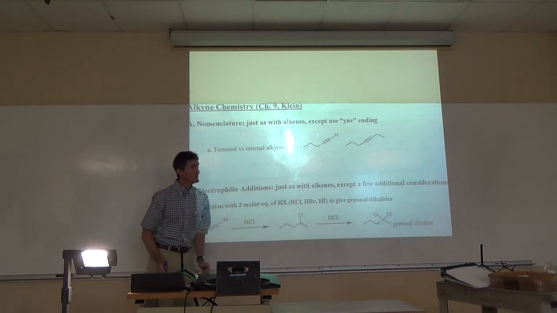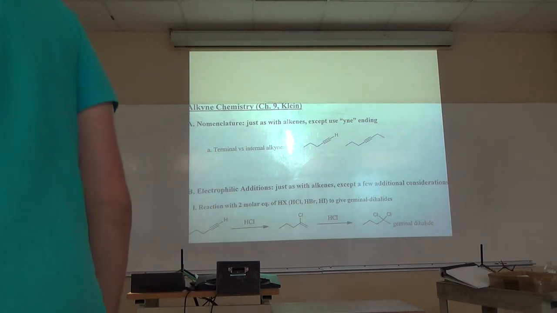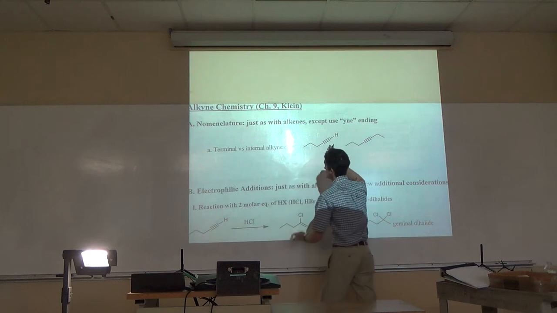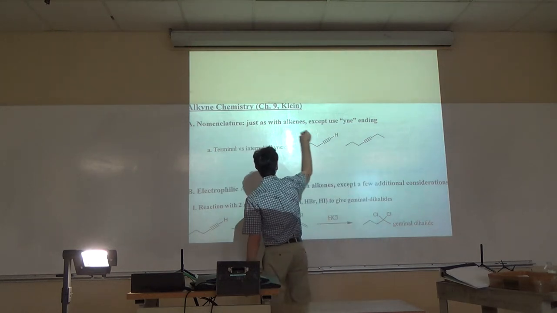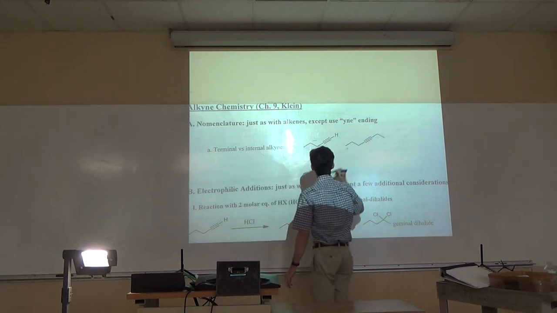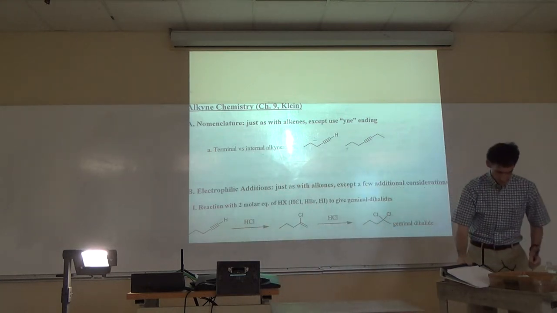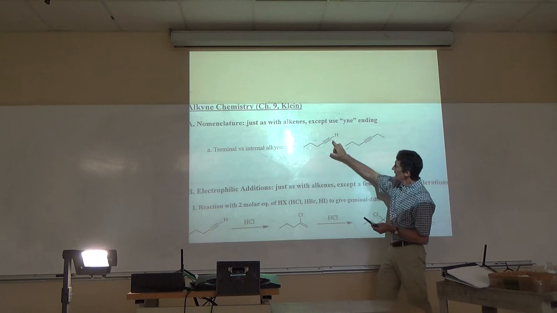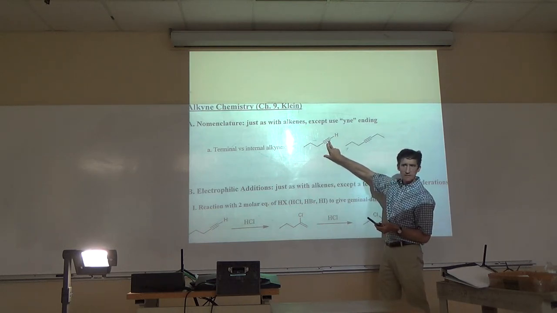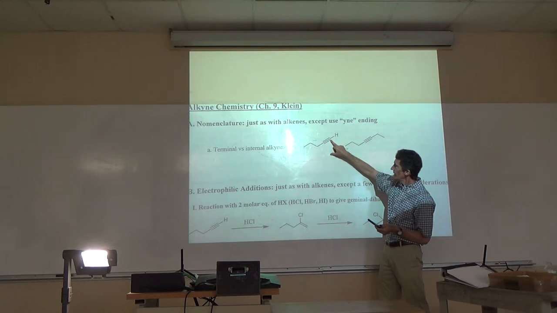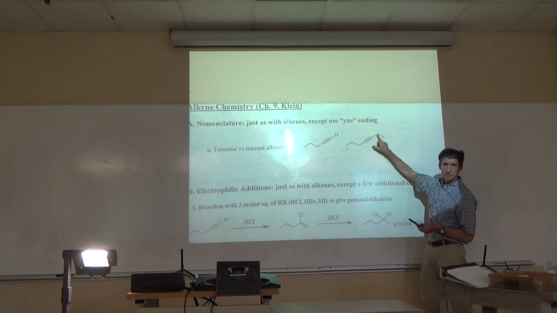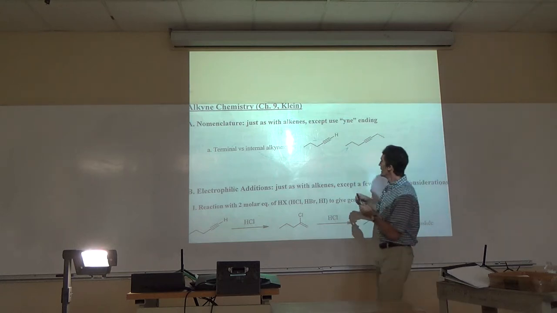Just as with alkenes, except we use the -yne ending. First off, we have two different types of alkynes, terminal versus internal. What do we see here? The terminal alkyne, the alkyne is at the end of the chain. Thus, the carbon of the alkyne has an H. Internal, the carbons of the alkyne are bonded to other carbons, thus do not have an H.